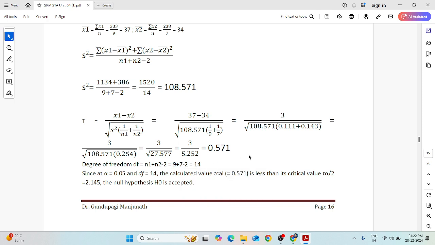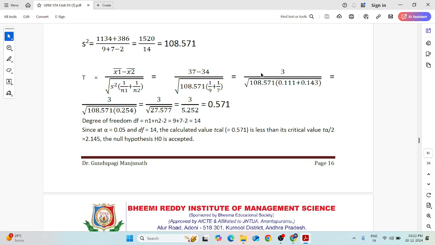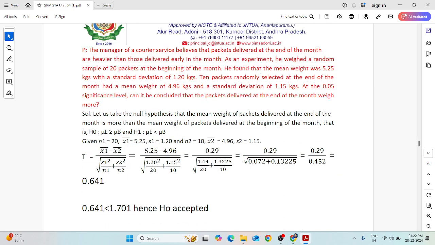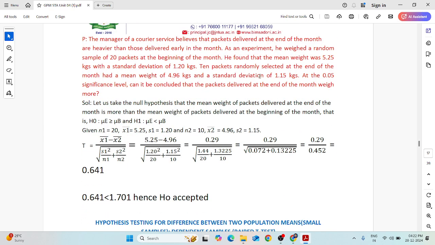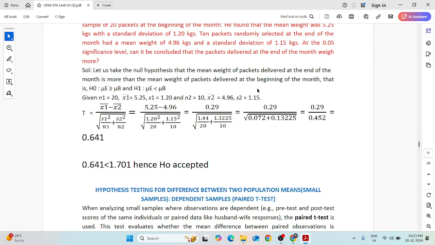So we have to look at the calculated value at the 5% level of significance using the degree of freedom 14. So the critical value is equal to 2.145. So hence the null hypothesis H naught is accepted. Like that we have another problem.